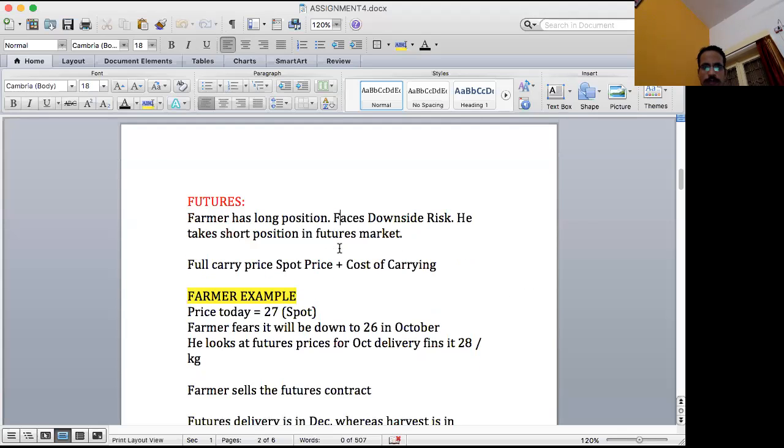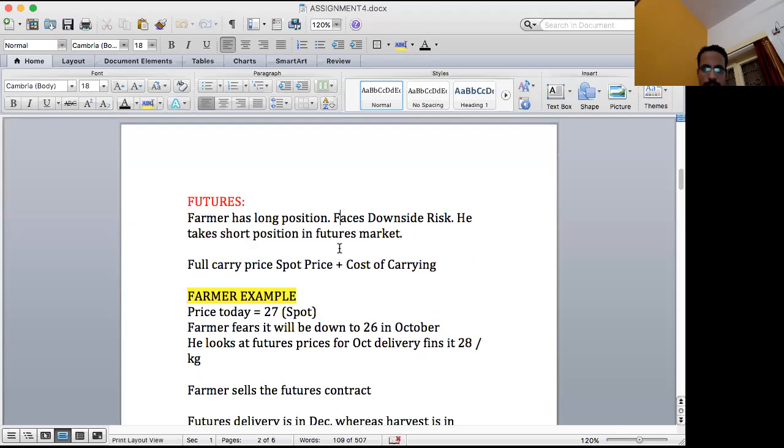What is a future? Futures are different from options in that with futures, both parties have an obligation. In the case of an option, only the writer or the seller of the call or put has an obligation. Futures are different from forwards in the sense that forward contracts are over the counter between two parties, whereas futures are exchange operated contracts. Okay.